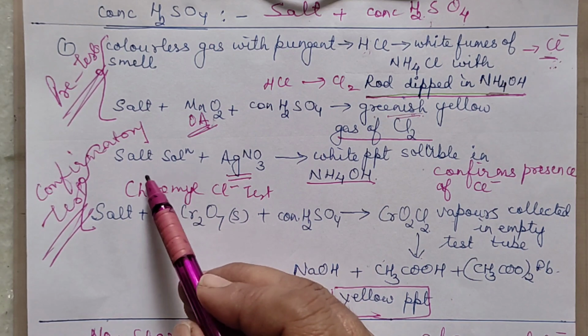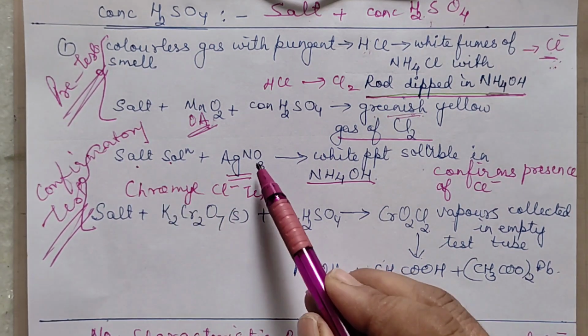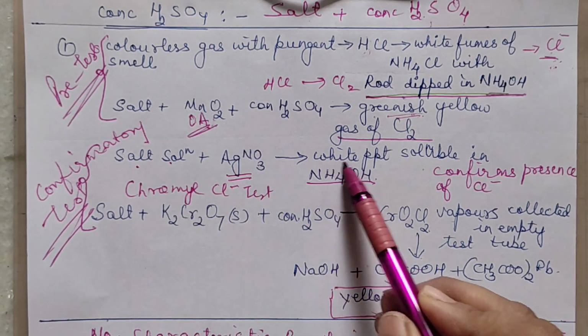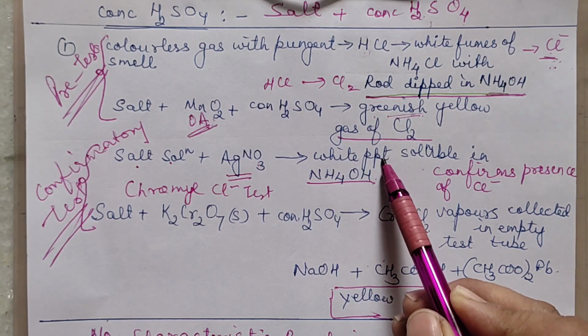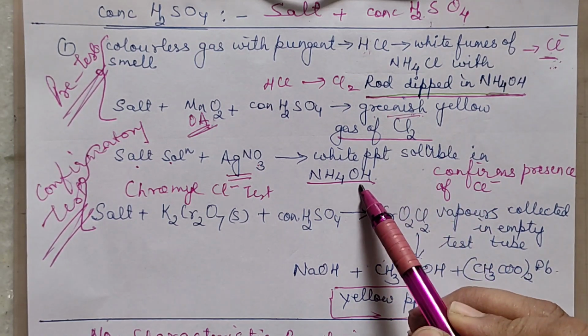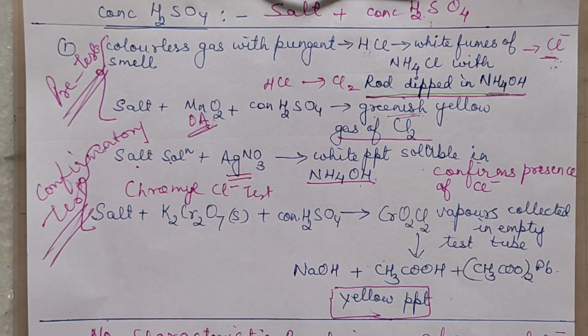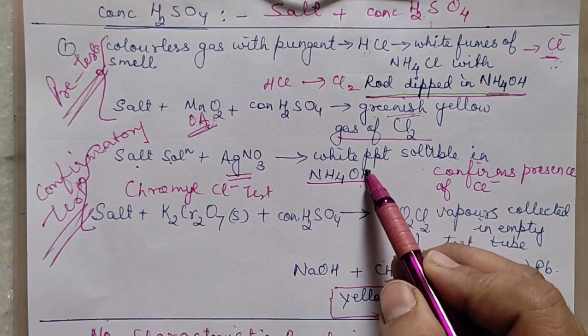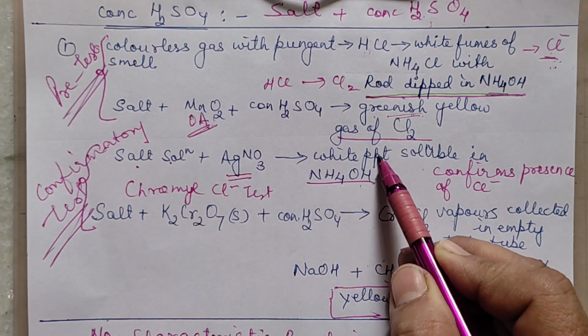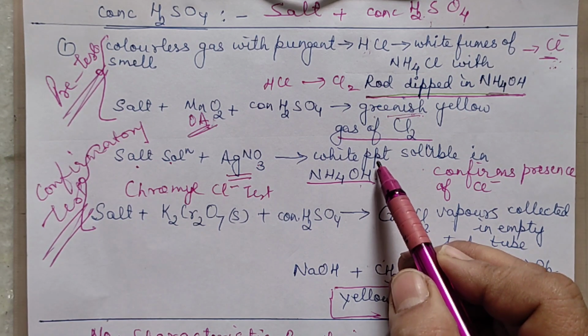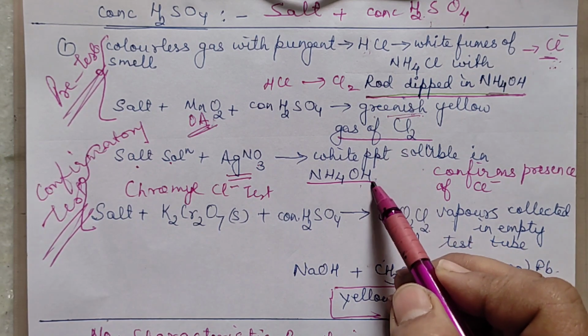So what is the silver nitrate test? Salt solution, add silver nitrate solution. You will get a white PPT, which is soluble in NH4OH. That PPT should be soluble in NH4OH. Whenever you are checking the solubilities of the PPT, take a very little quantity of the PPT to check the solubility.